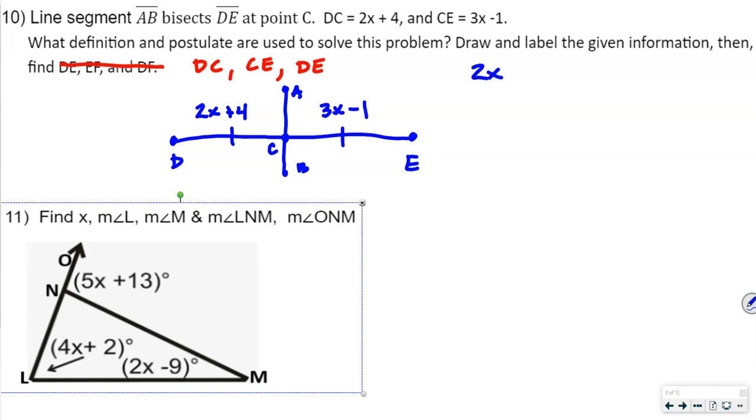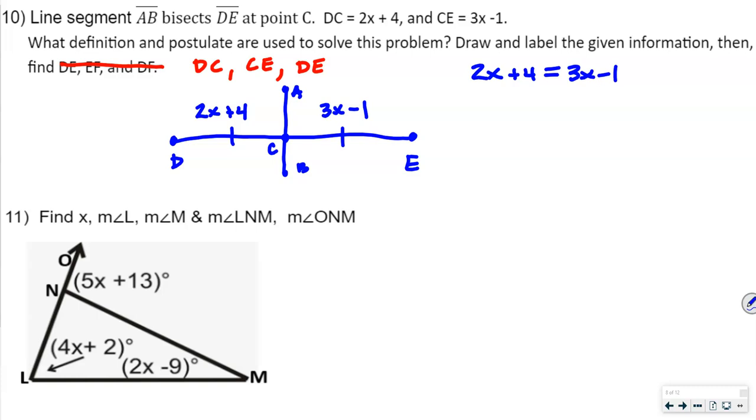So can we not set them equal to each other? 2x plus 4 is equal to 3x minus 1, right? So let's subtract the 2x from both sides. So now 2x is gone from there, and this is just x. We're going to add 1 to both sides. So x is equal to, that's now gone from there. That's 5, right? Okay.